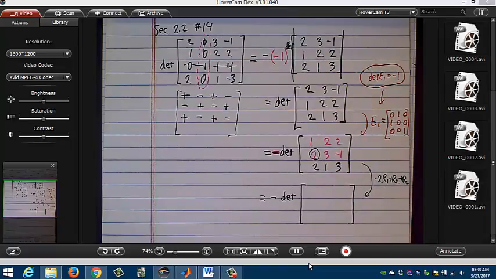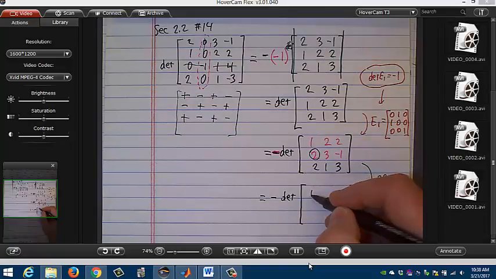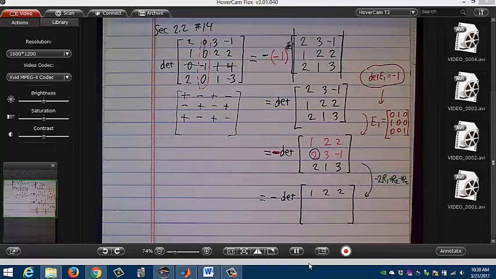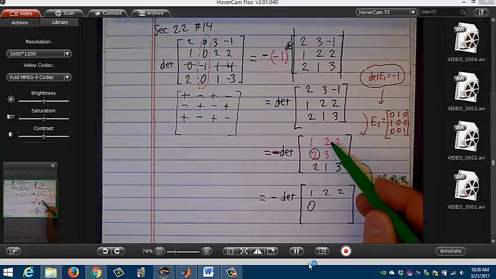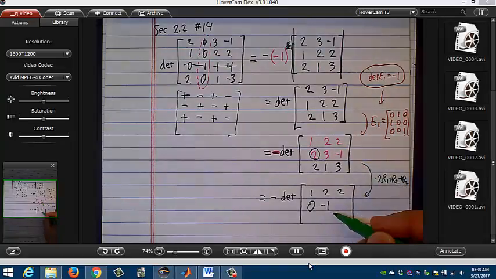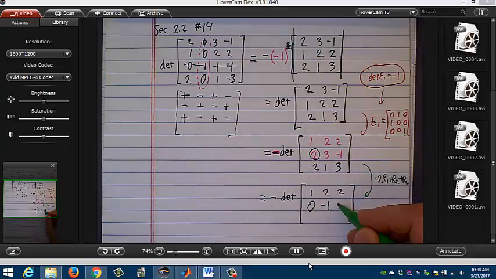Right? So let's work this out. Row 1 is still 1, 2, 2. What does row 2 become now? Well, 0, right? Because -2 plus 2 is 0. And then I do -2 times 2 is -4 plus 3 is -1. Is this making sense? What's this last one going to become? Good, because it's -2 times 2 is -4, and another -1 is -5.